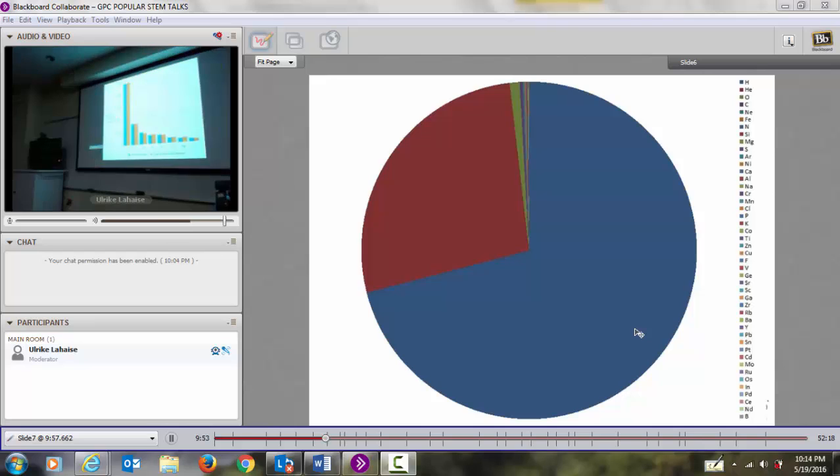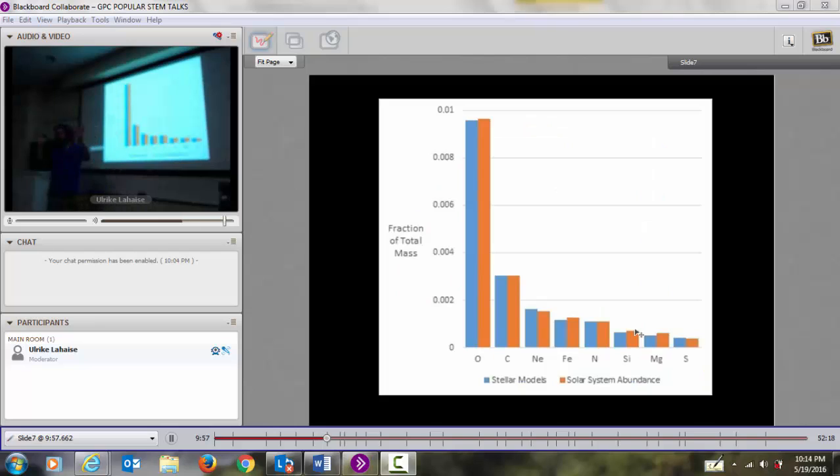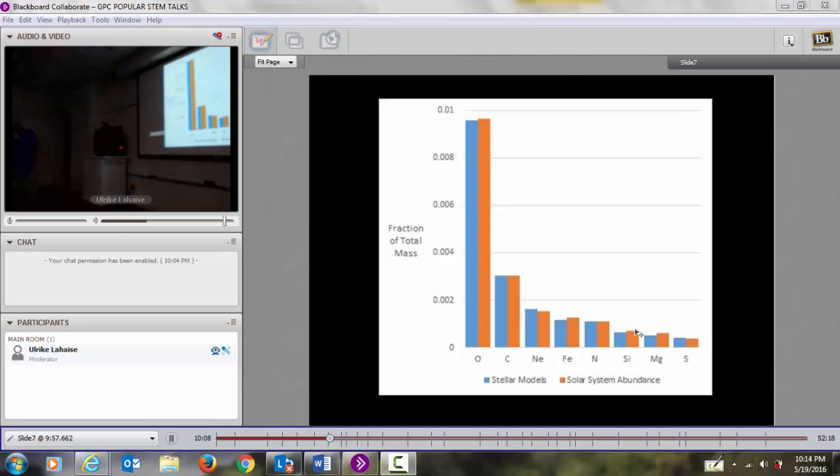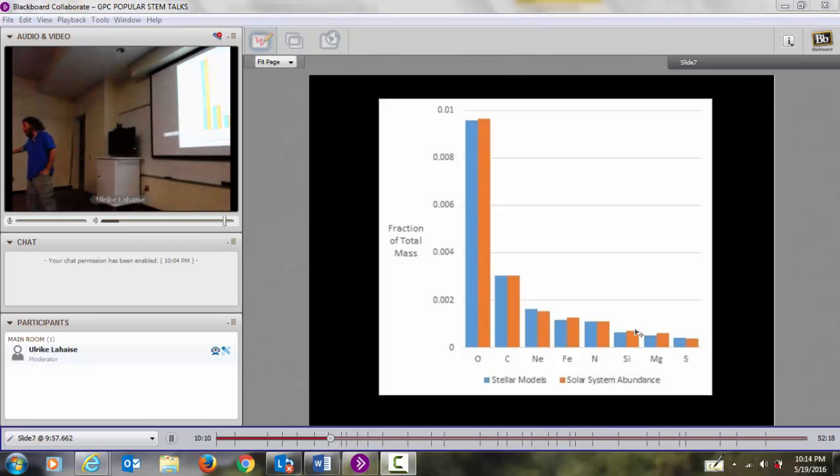Here, I'm showing the same data in a little bit different way. The orange bars have excluded hydrogen and helium. The orange bars are the 8 next most abundant elements in the solar system. So oxygen is number 3, then carbon, neon, iron, nitrogen, silicon, magnesium, sulfur, and so forth down to the rarest elements, which are billions of times less abundant than these.